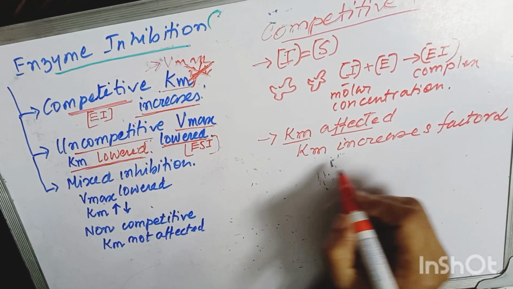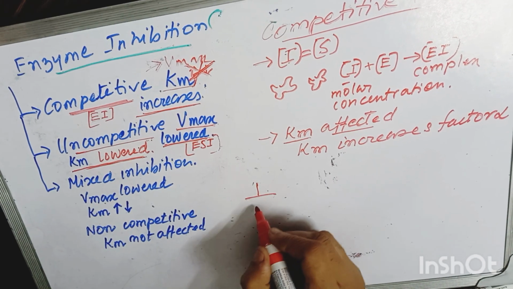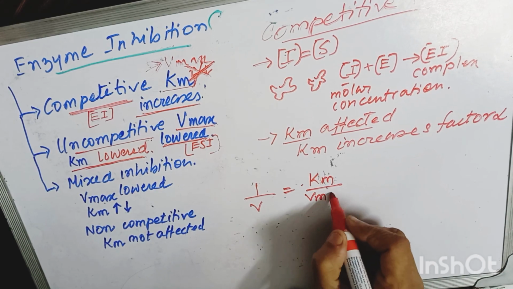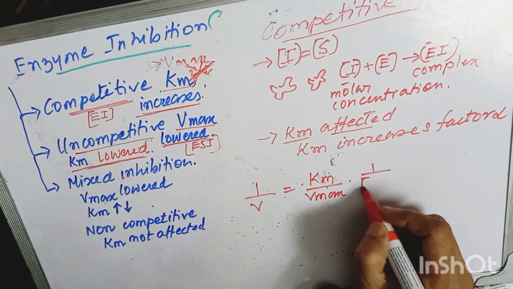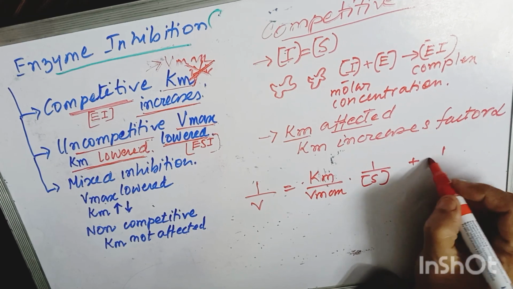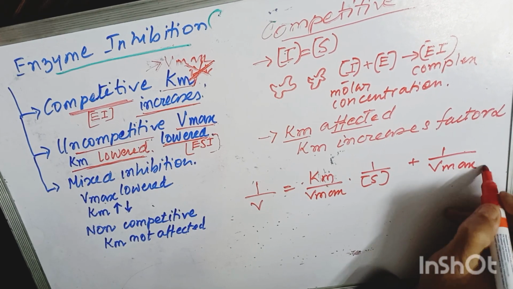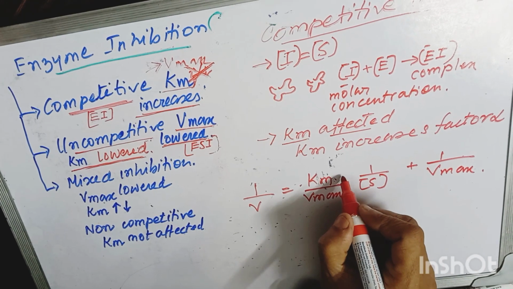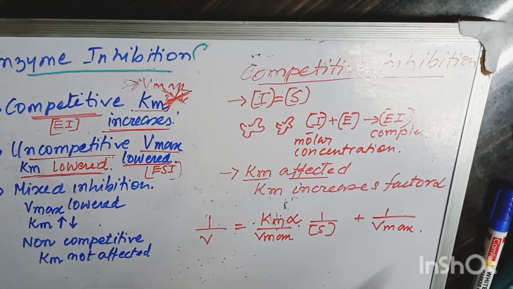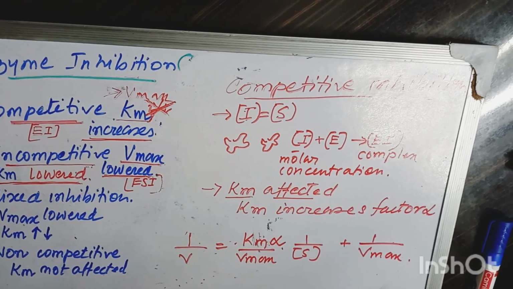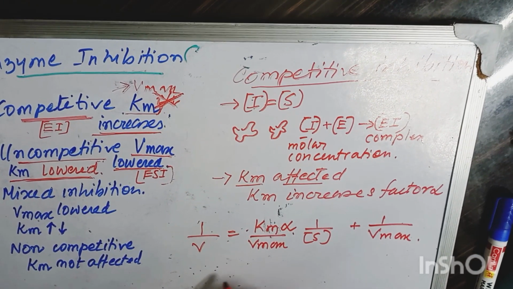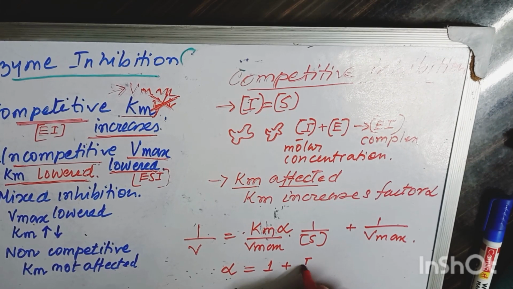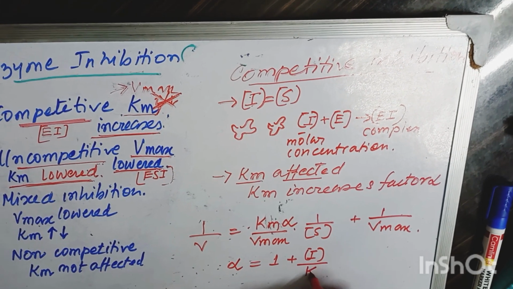Increases by what? Increases by a factor alpha. That means in the equation 1 by V equal to Km by Vmax into 1 by S plus 1 by Vmax, we now have to increase the Km value by a factor of alpha. Km increases by a factor of alpha. And what is alpha? Alpha is 1 plus I by Ki.